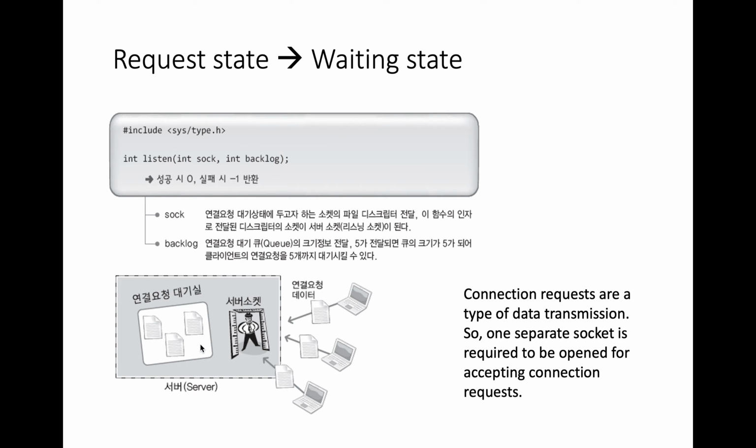Then we have a list, that means like a queue, of clients that want to connect to us. So we'll keep a list of clients. For example, here we have 3 connection requests in our queue, right? So that is specified by the backlog. A backlog means the size of the queue that will be waiting for connection requests.